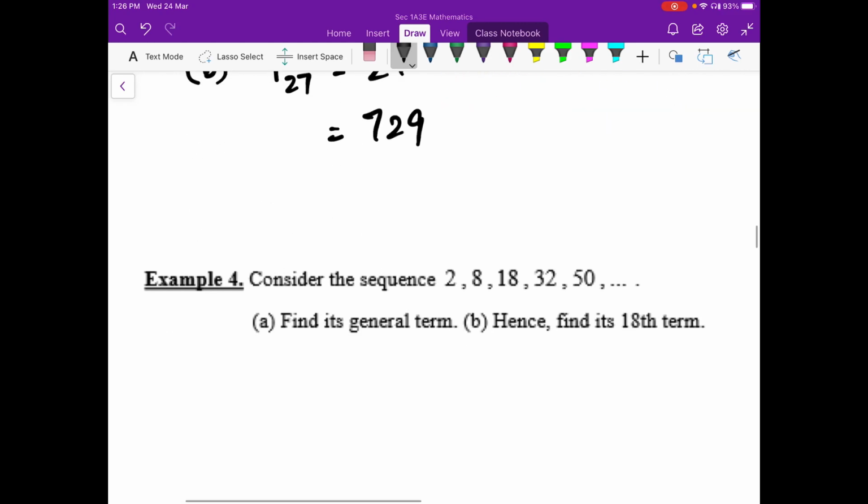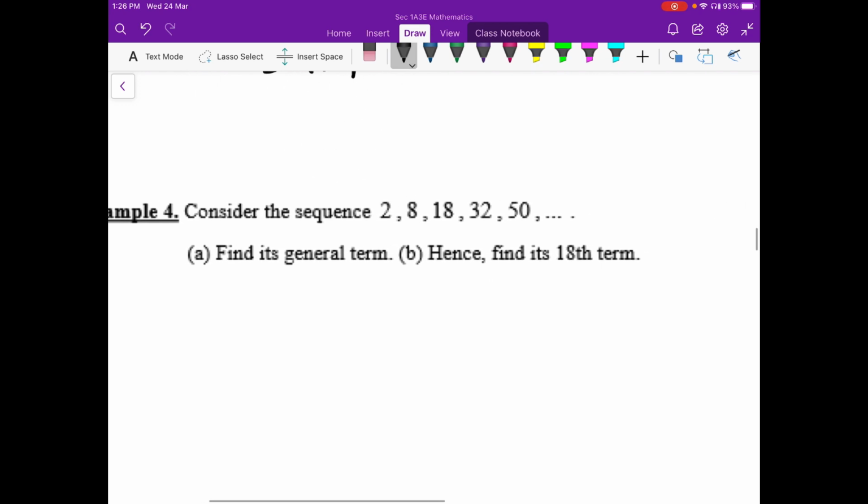Okay, next one. Whoa, what is this? 2, 8, 18, 32, 50. What is the general term? Can I find it? How about the rest? Do you know the pattern? Well, at least we can see that the numbers are getting bigger, and then we see that they're all even numbers.